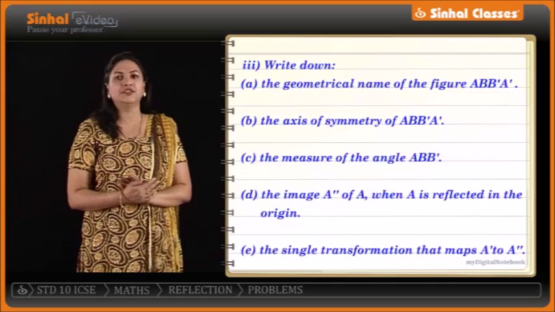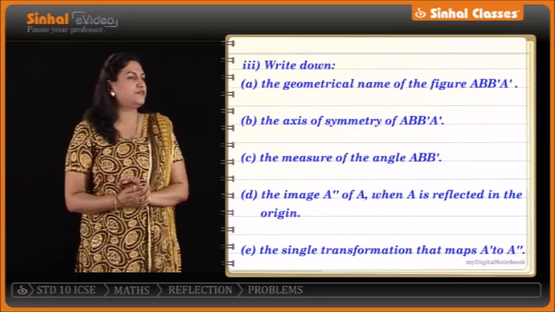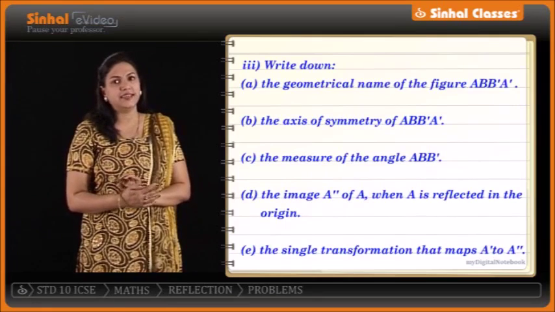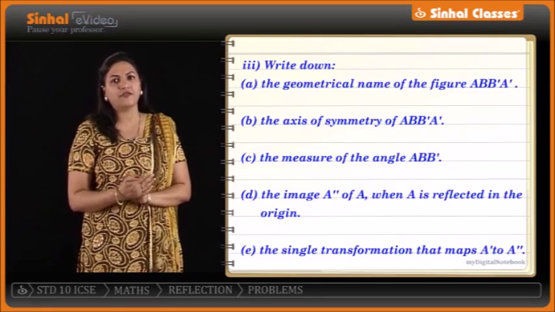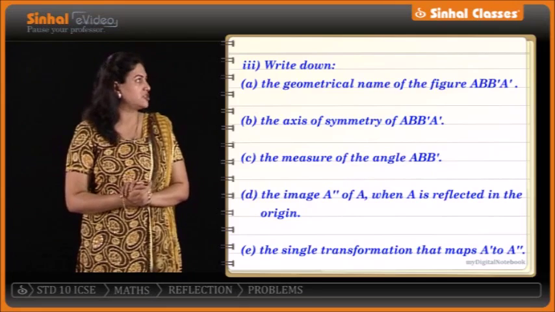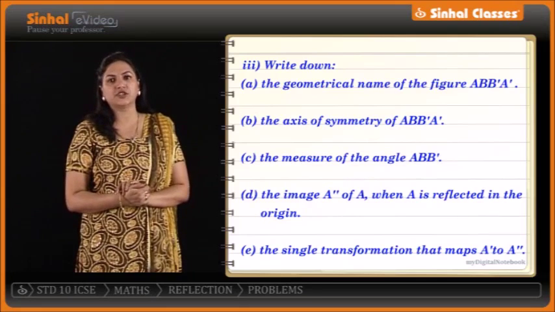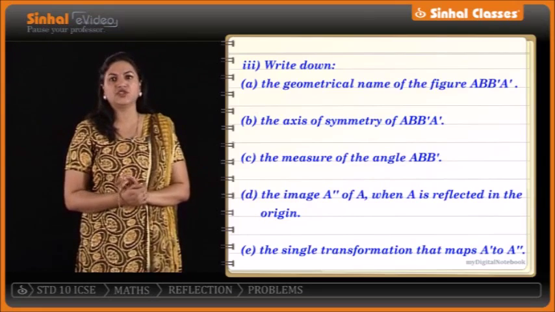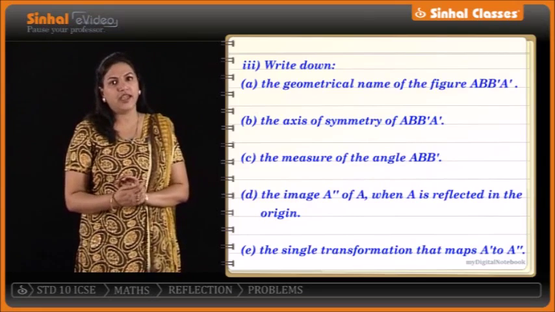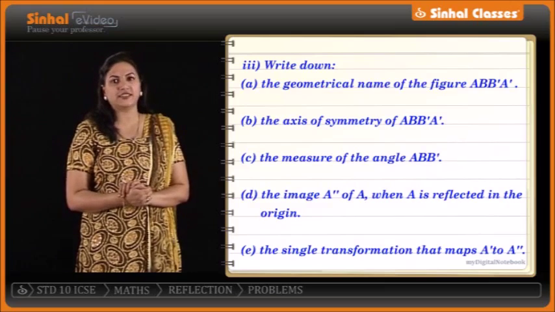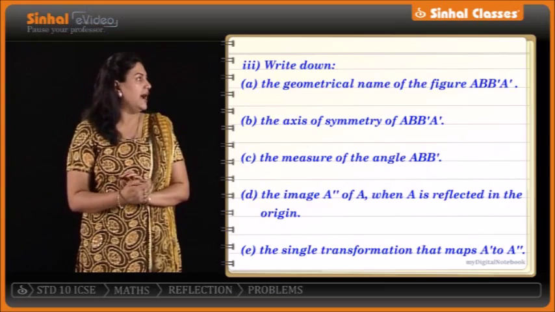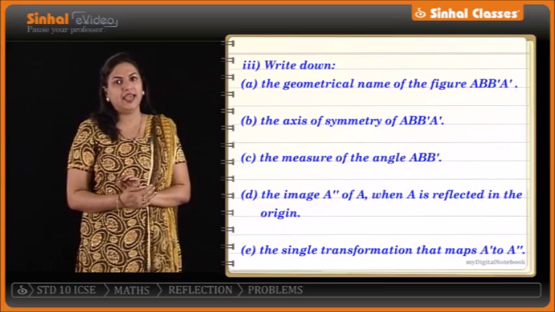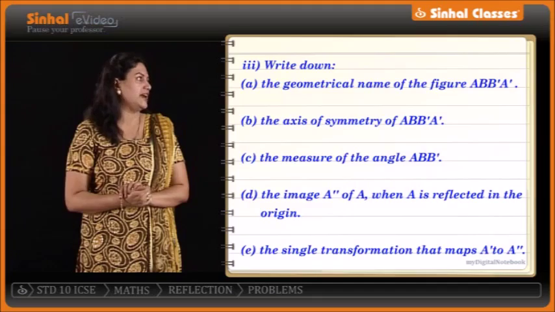Write down the geometrical name of the figure AB B dash A dash. Then the axis of symmetry of AB B dash A dash. Also the measure of the angle AB B dash. The image A double dash of A when A is reflected in the origin. And the single transformation which maps A dash to A double dash.